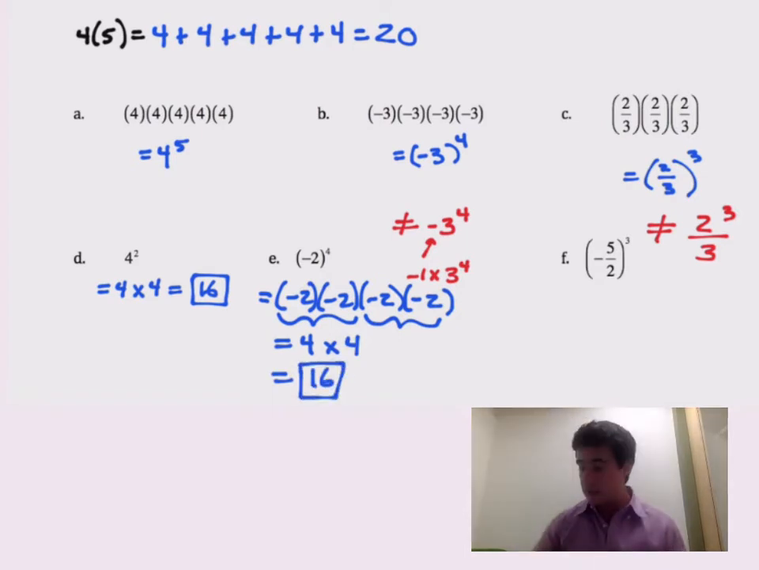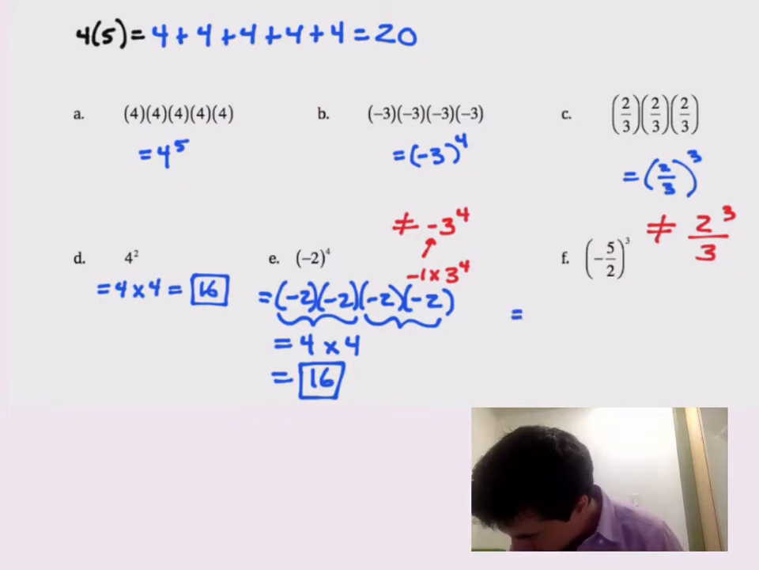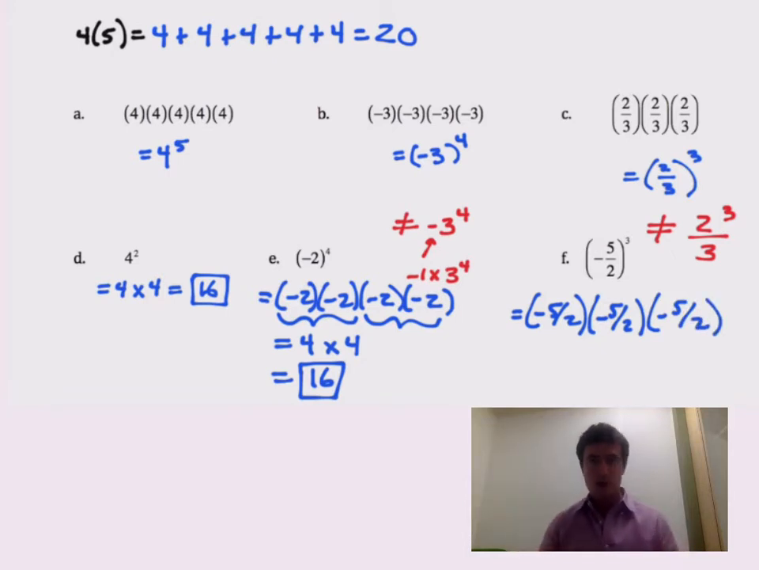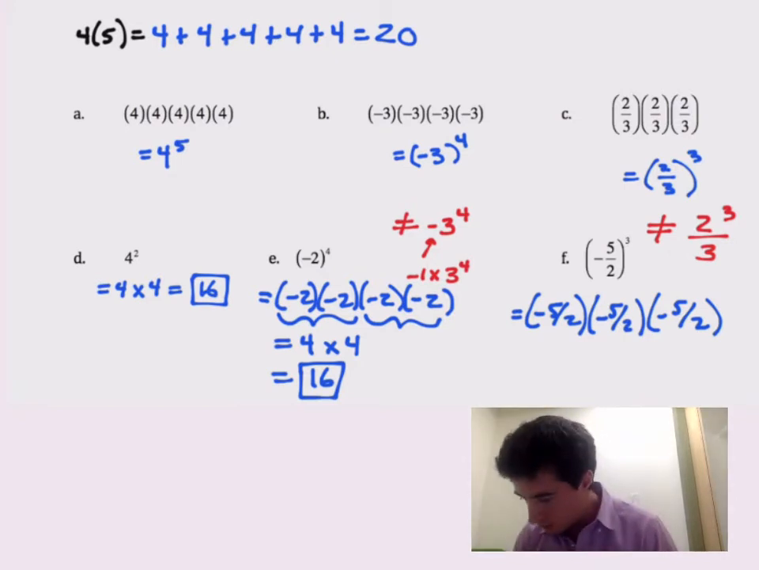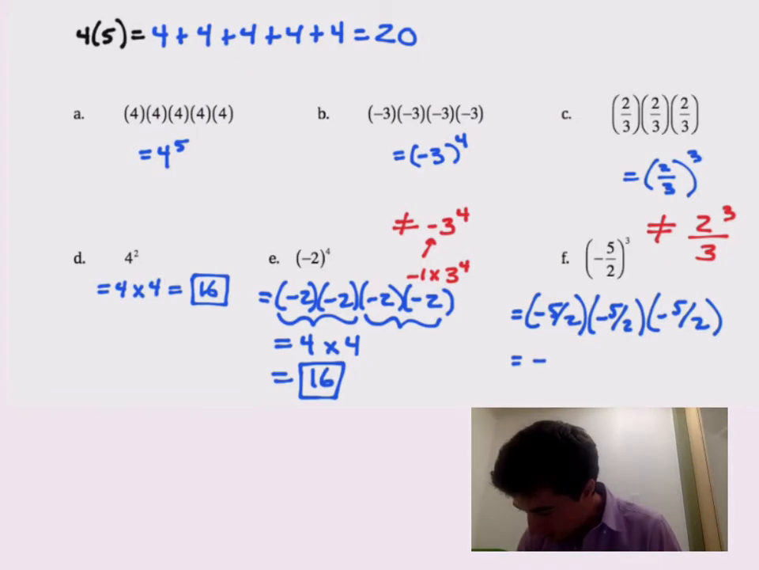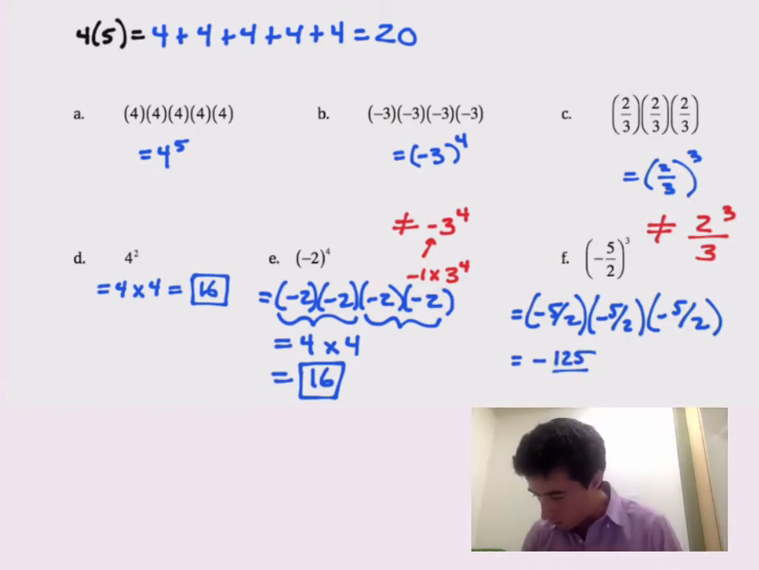And last but not least, negative 5/2 raised to the 3rd power, or cubed, means we're going to multiply negative 5/2 by itself 1, 2, 3 times. And I know that when I'm multiplying fractions together, I can multiply all my numerators and I can multiply all my denominators. So we're going to end up with negative 5 times negative 5 times negative 5, which is negative 125. And 2 times 2 times 2 is 8, so negative 125 over 8.